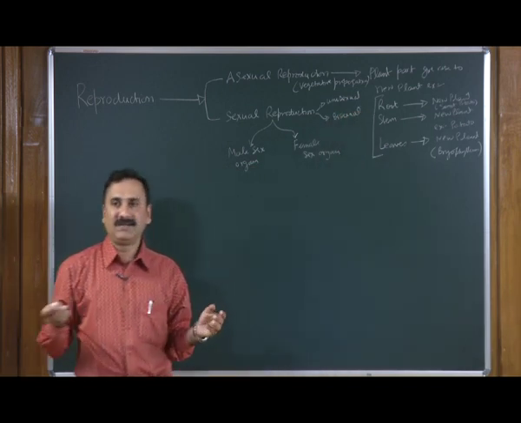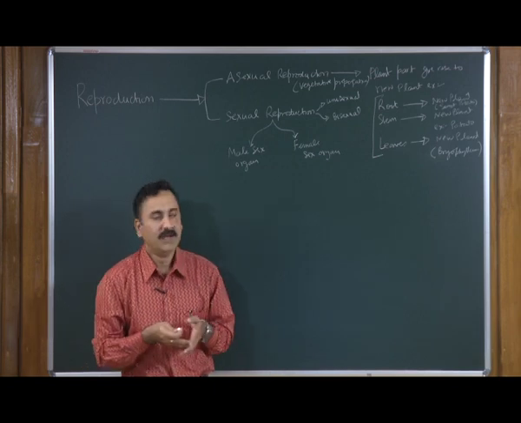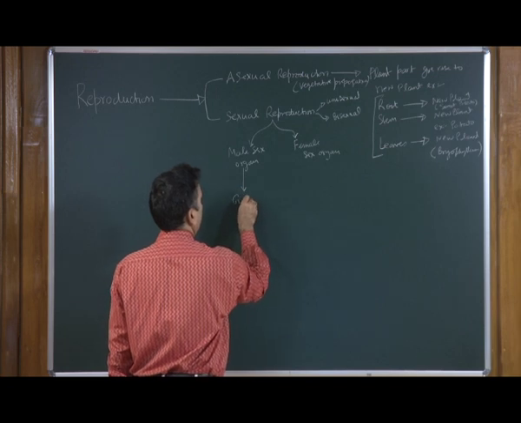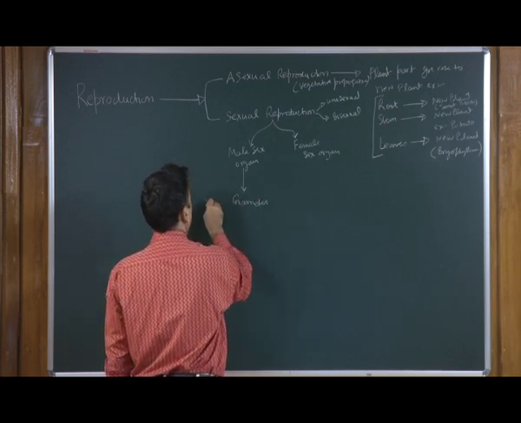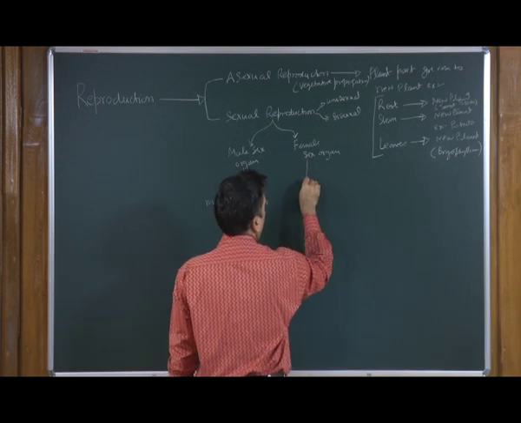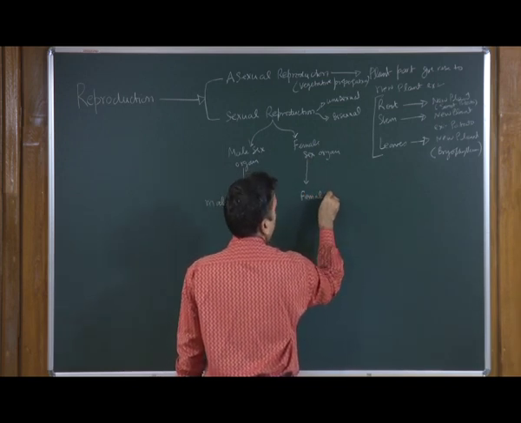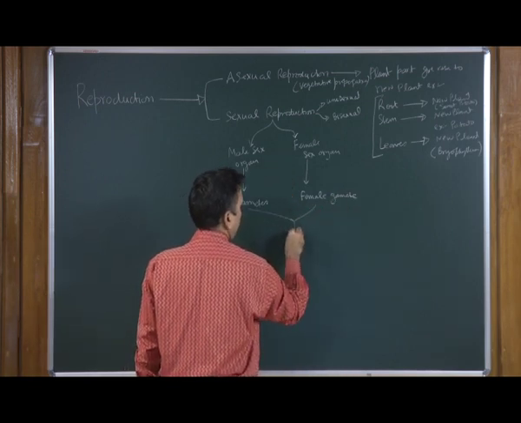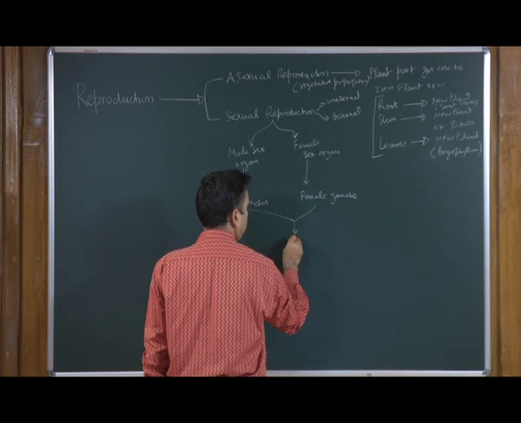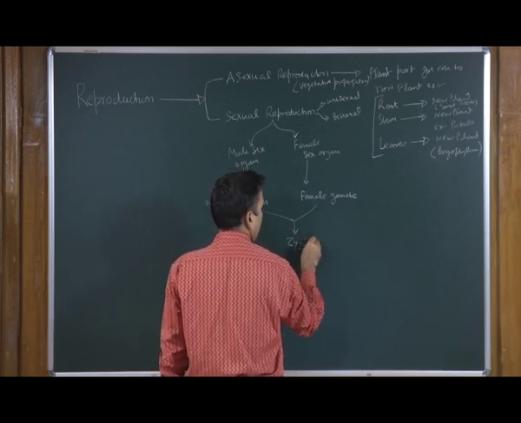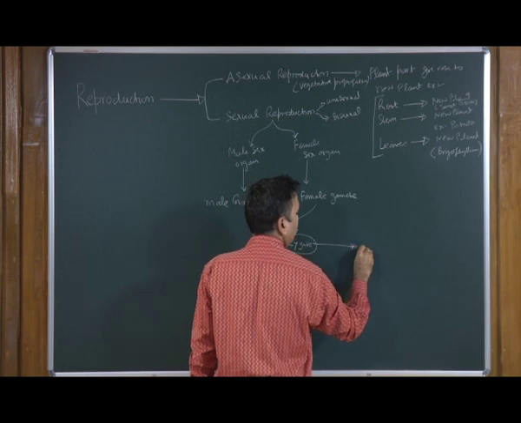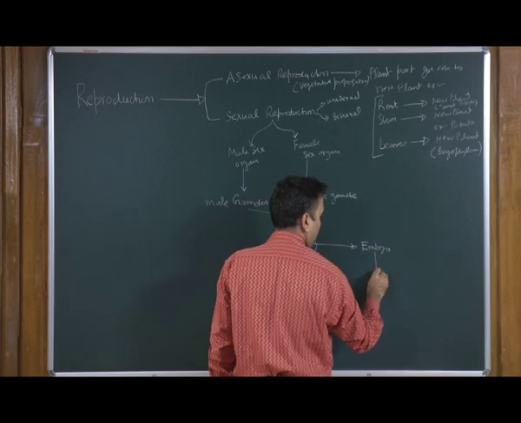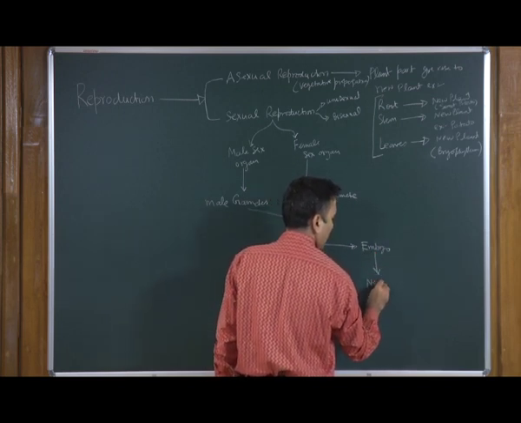Irrespective of the presence of these sex organs, the male sex organ and the female sex organ are going to produce gametes. In this case it is going to be male gametes, in this case the female gametes, and then the male and female gametes are going to fuse with each other and form the zygote, and then the zygote will develop into the embryo, and then the embryo will develop into the new plant.